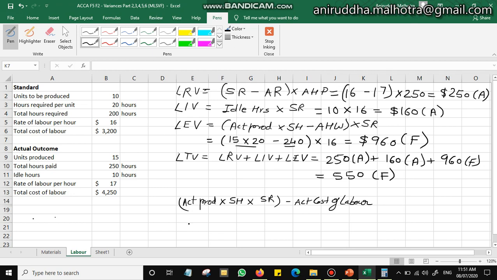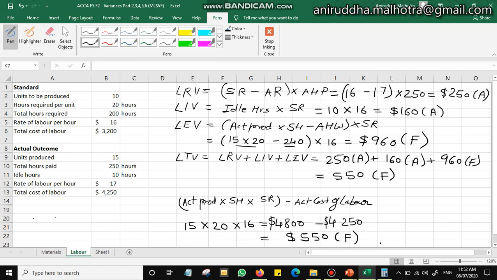Let's verify this. Your actual production was 15 units. It should have taken 20 hours each, that is 300 hours, and 300 into 16 should have cost you $4,800, whereas in reality it cost you how much? 4,250. That is $550 less, and hence this is a favorable variance.